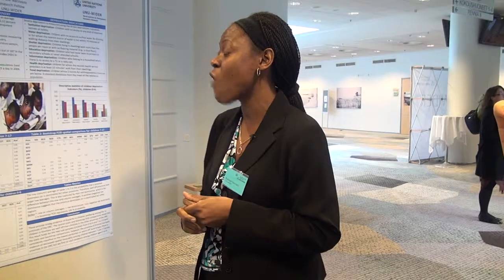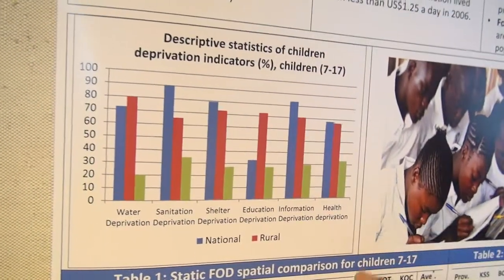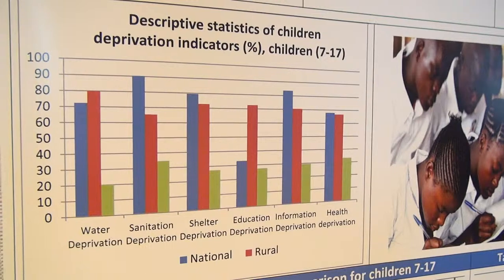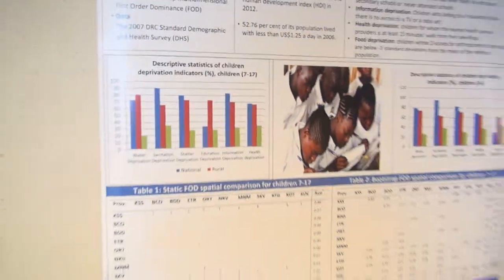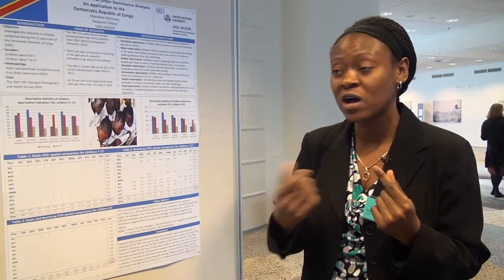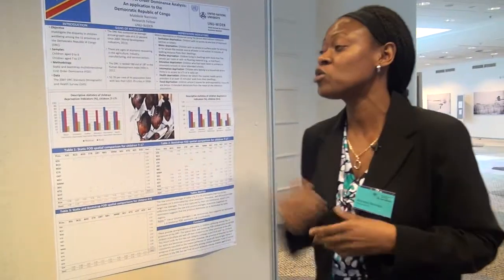The first step is to select the deprivation indicators. For this, we have followed the Bristol deprivation indicators, but we selected different deprivation indicators for the two sample sizes. As you can see, for the children of 7 to 17, we have water, sanitation, shelter, education, information, and health, which are basically captured as one if the child doesn't have access to an improved latrine for sanitation, and zero when the child has access to improved sanitation.